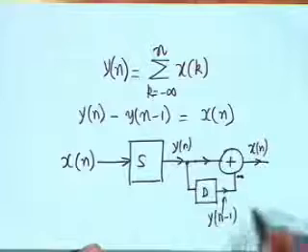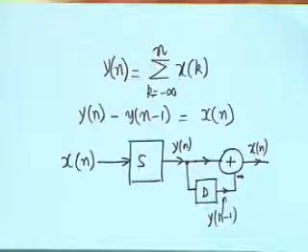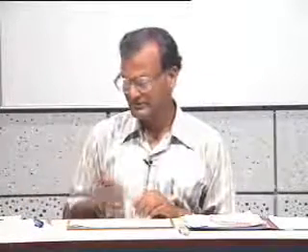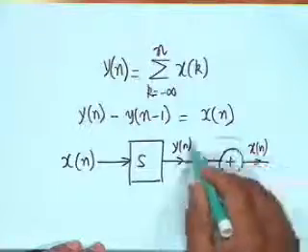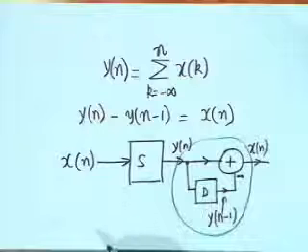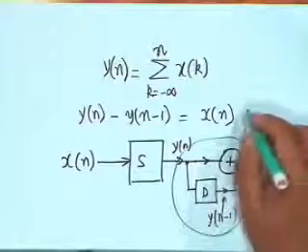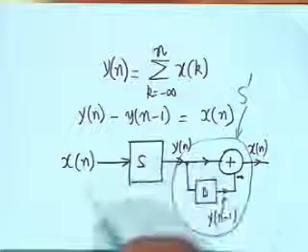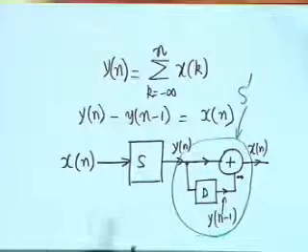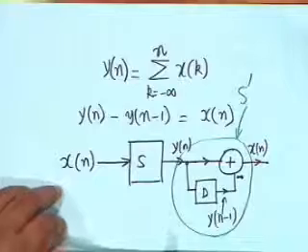Now, this is a perfectly realizable physical system. This system is realizable, and this is obviously the inverse of S. So this is S prime, and therefore the system S is an invertible system.